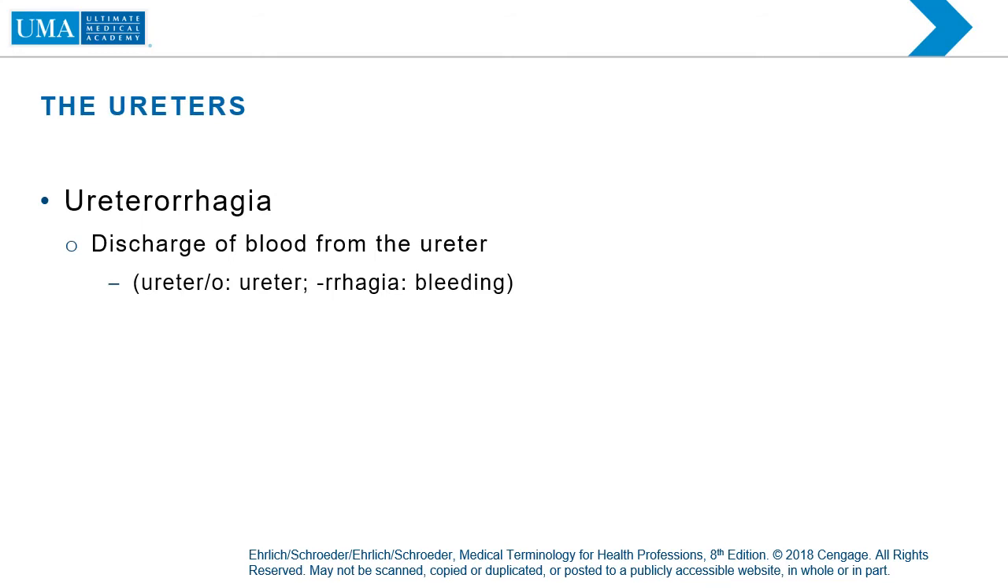Dealing with diseases of our ureter, we have ureterorrhagia, and this would be discharge of blood from the ureter. Let's break this term down as well. We have uretero, which means ureter, and then we have rhagia, meaning bleeding. Put those word parts together, we have ureterorrhagia.